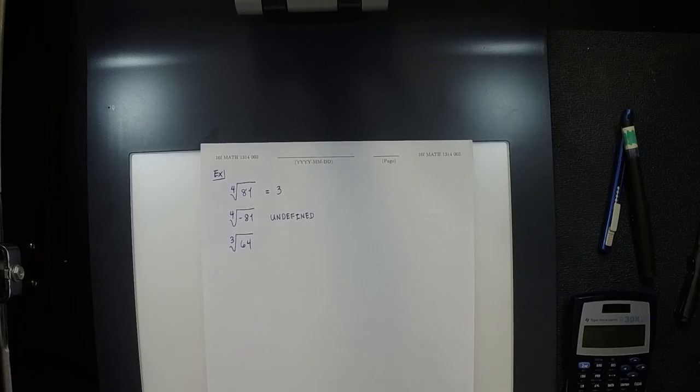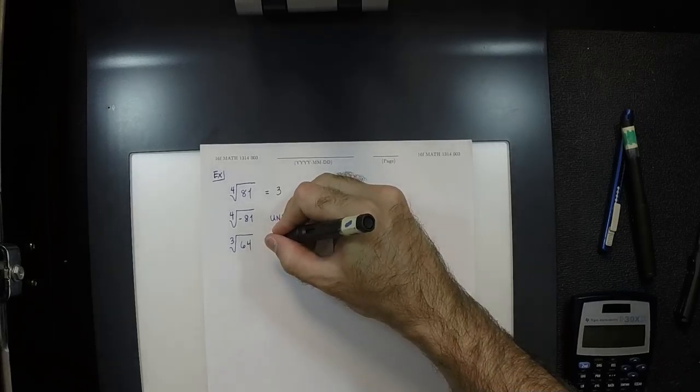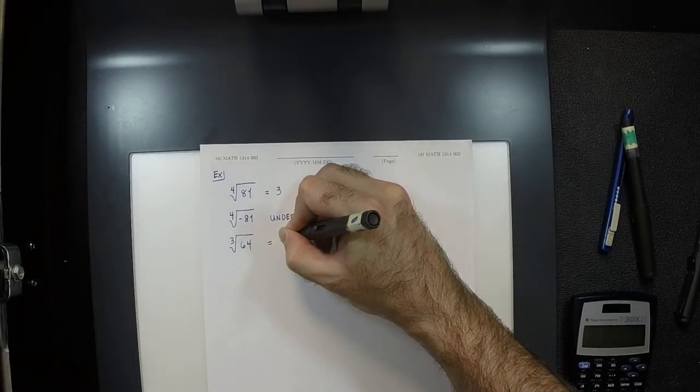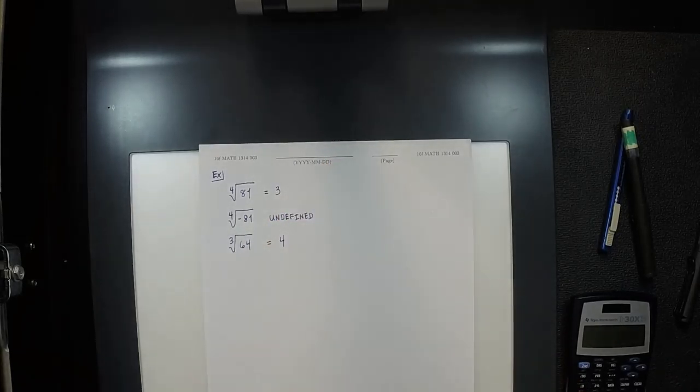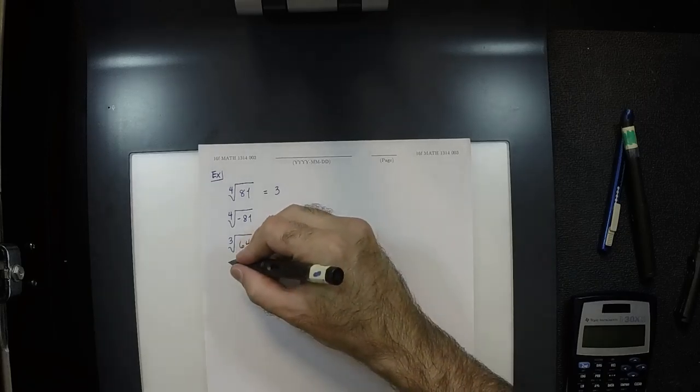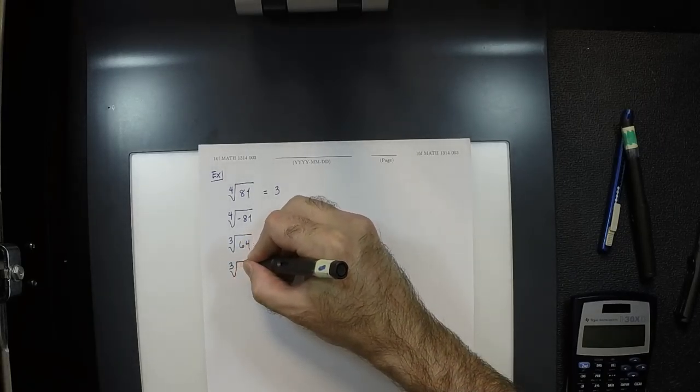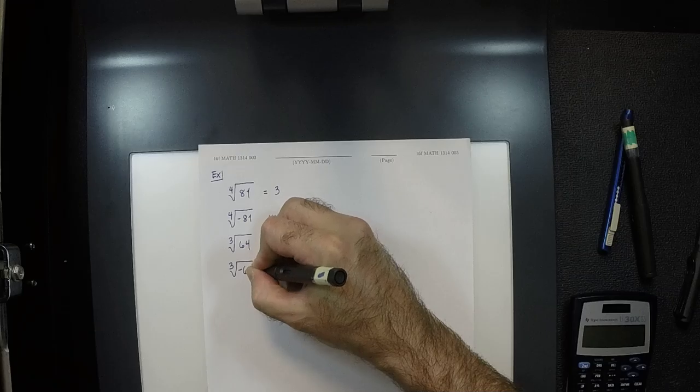Okay, how about the cube root of 64? Right, just try it again, right? So is it 2? So 2 times 2 times 2, what's that? 8. 8, so it's not 2. How about 3 times 3 times 3, what's that? 27, so it's not that. How about what's 4 times 4 times 4? 64. Ah, 64. Okay, so the answer is 4.